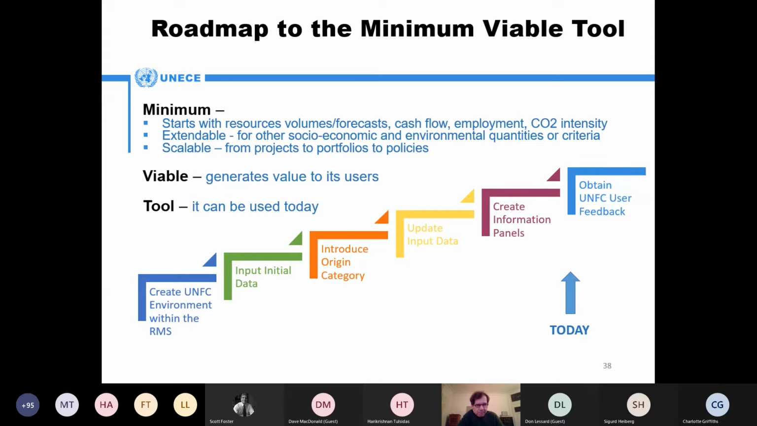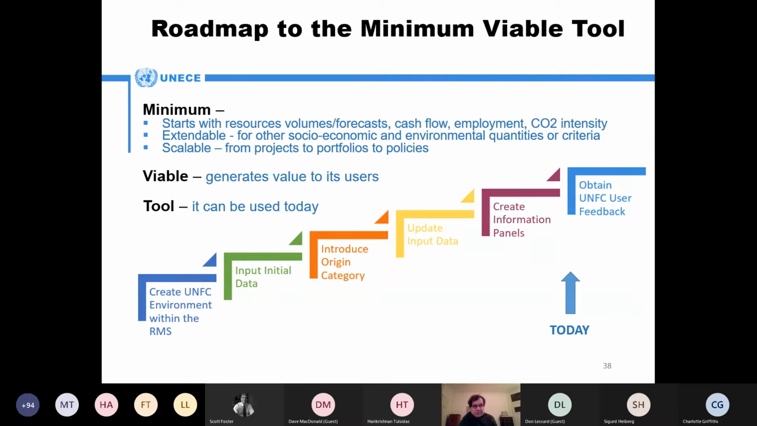Make it extendable, meaning you may wish for other socioeconomic environmental quantities. Think about other social aspects like land use or impact on archaeological sites. Think of other environmental aspects, like simple things like reindeer populations, which may matter in some countries and not in others. And think about non-quantifiable criteria that you want to list as well.